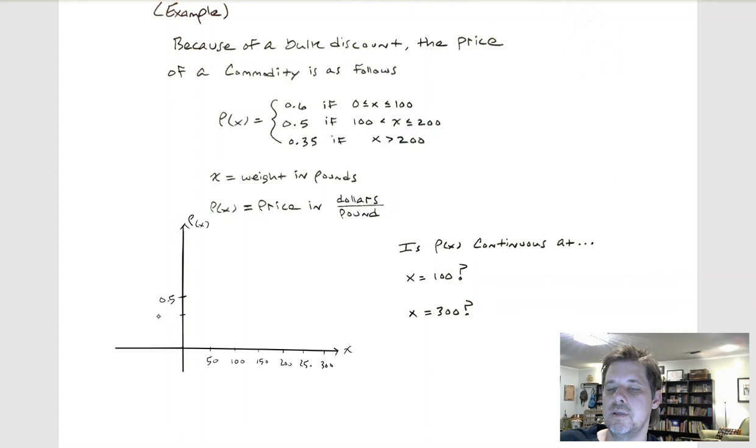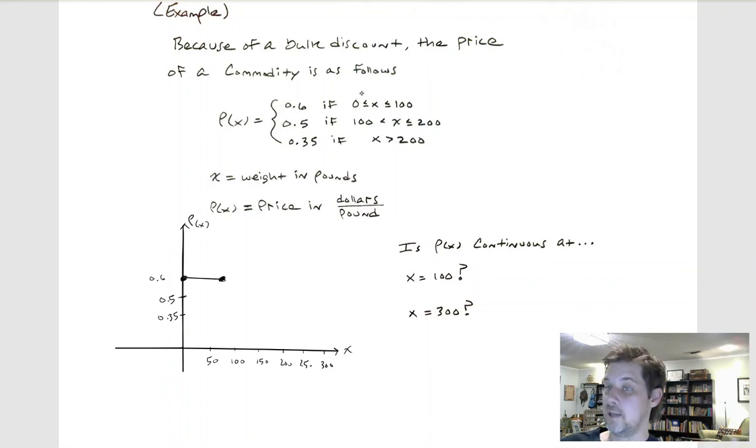And then this will be 0.35 roughly. And then this will be 0.6. Okay, so here's what I'm getting out of that function. If x is between 0 and 100, p of x or y will be 0.6. So that would be a closed point here and a closed point there, wouldn't it? So why closed points?